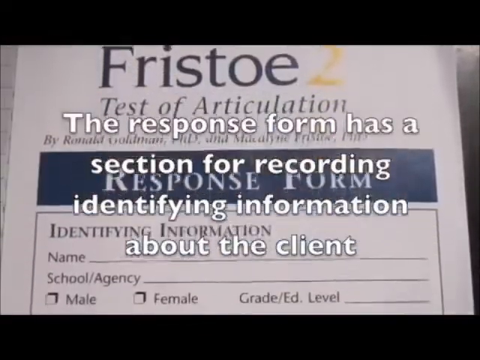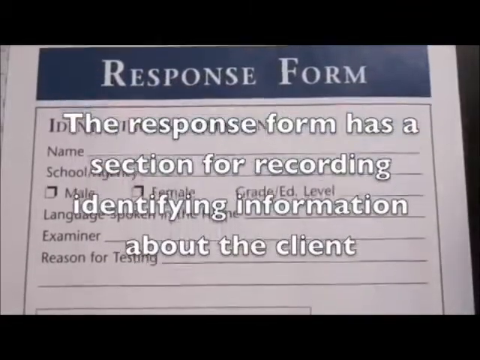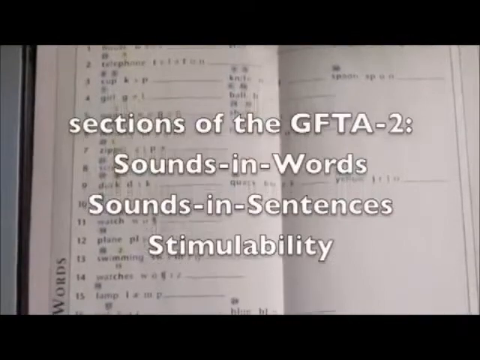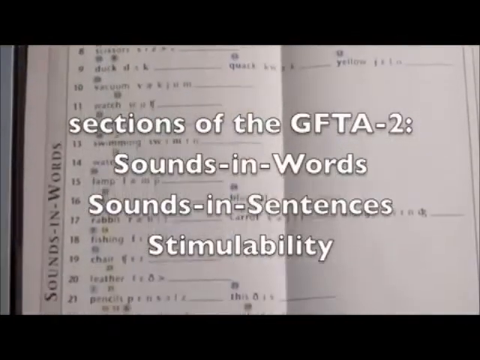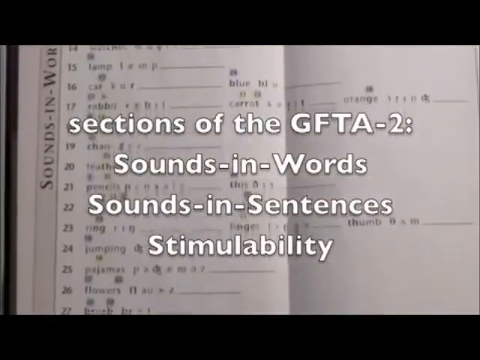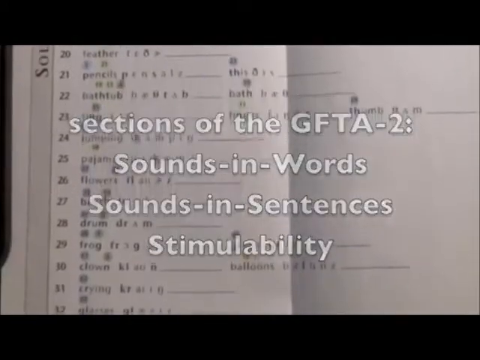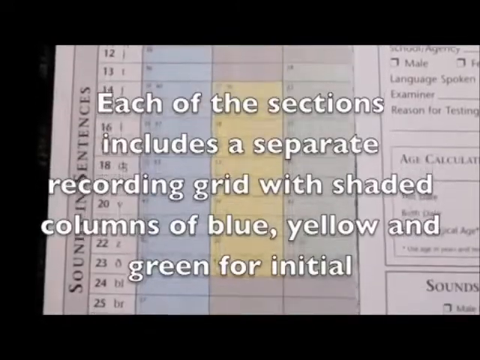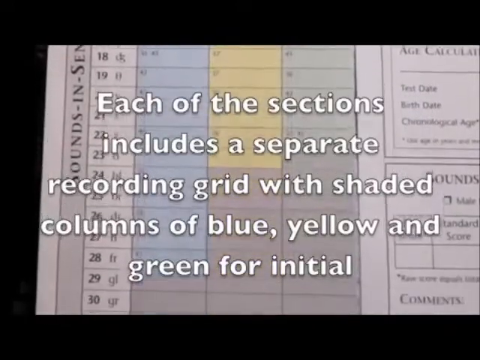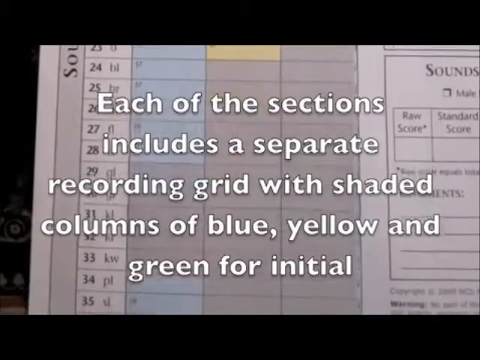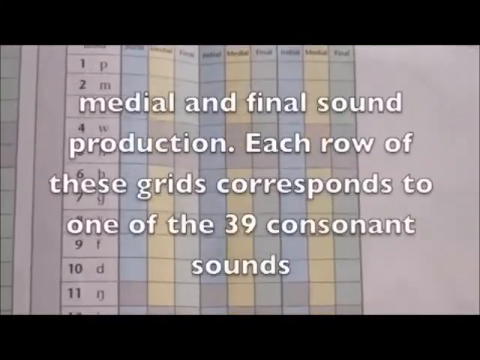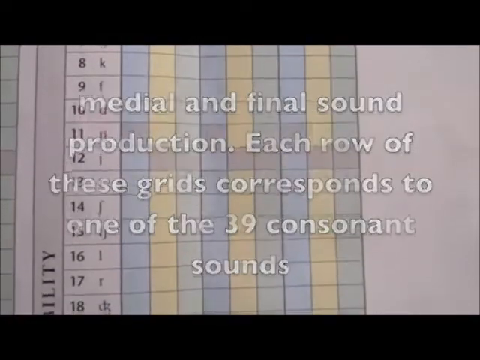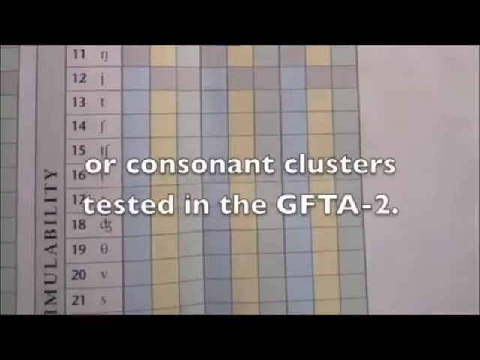The response form has a section for recording identifying information about the client. The score sheet is divided into the 3 different sections of the Goldman-Fristow Test of Articulation 2: sounds in words, sounds in sentences, and stimulability. Each of the sections includes a separate recording grid with shaded columns of blue, yellow, and green for initial, medial, and final sound production. Each row of these grids corresponds to one of the 39 consonant sounds or consonant clusters tested in the Goldman-Fristow Test of Articulation 2.